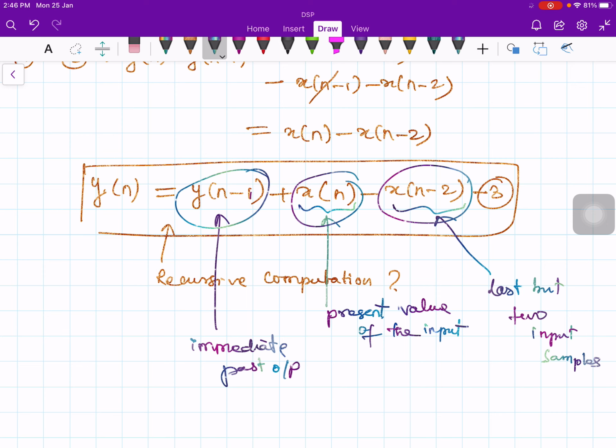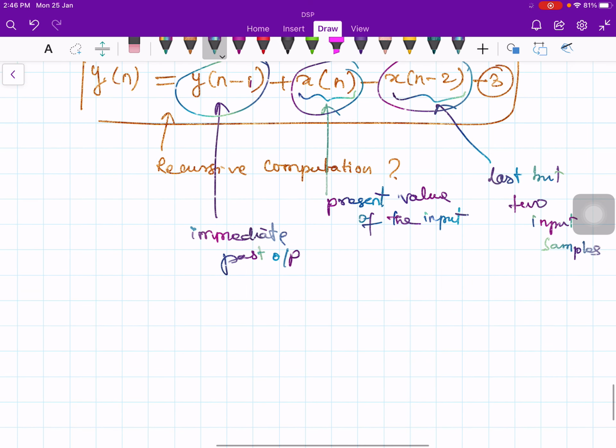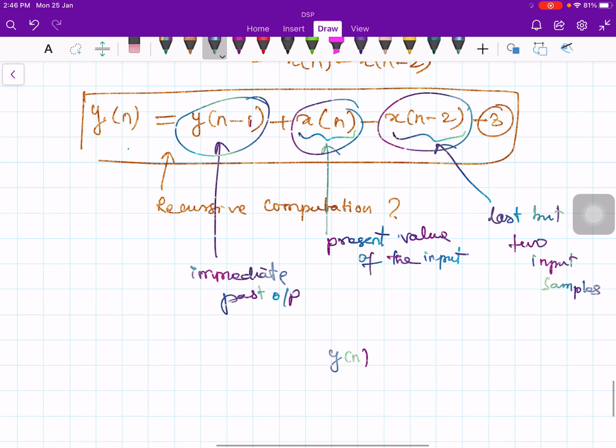Therefore, it is a computation with a feedback. You have y of n, and this y of n depends on the previous output. So there is a feedback. Therefore, this is the FIR system, so an FIR system can be computed recursively. Yes, it is a recursive computation.